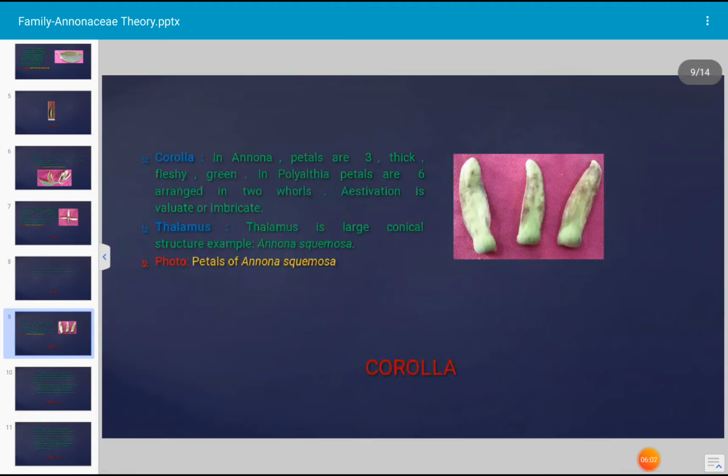Let us see how is the corolla. In Annona squamosa, petals are 3. Petals are thick, fleshy, green, and in Polyalthia, another plant of this family, petals are 6 and arranged in 2 whorls. Estivation, that means arrangement of the petals, is valvate or imbricate. Thalamus is very large. It is the characteristic feature of Annona squamosa. Thalamus is large and conical structure. And in the photograph, these are the petals of Annona squamosa.